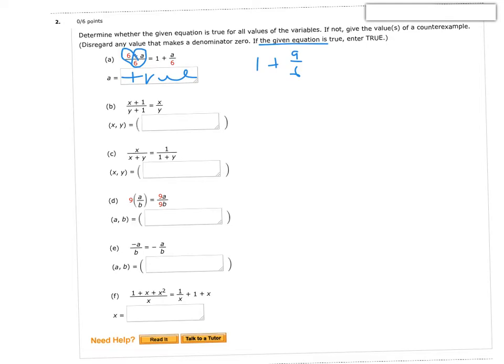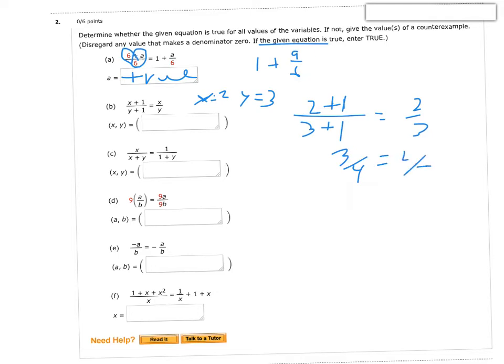So then the next one here, we're not allowed to cancel out those ones because of the addition. So this one I know is false, and to prove it wrong, I would just go ahead and use 2 and 3 again. And I'm going to check it to make sure it doesn't work here, because I'm pretty sure that this is false. So we have 2 plus 1 over 3 plus 1 equals 2 over 3. So now it's saying that 3 over 4 equals 2 over 3, and that is incorrect.